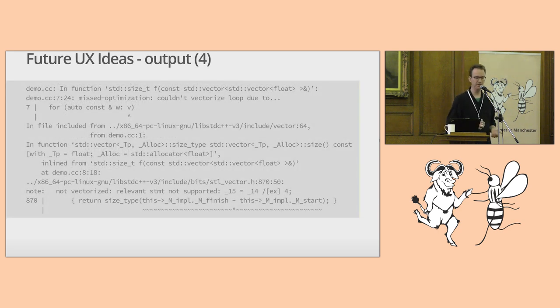I was playing around with this. This is half real code, half mock-up of what the example might look like. It's a bit more complicated: in function f, with a lot of C++ signature, missed optimization: couldn't vectorize the loop due to this loop. In file vector included from demo.cc, in function std::vector size, inlined from f, at the header: here's the relevant statement not supported, and here's the actual thing. It turns out it's this pointer subtraction, which involves an exact division, which was where that's coming from. Is this an improvement? I'm not sure.